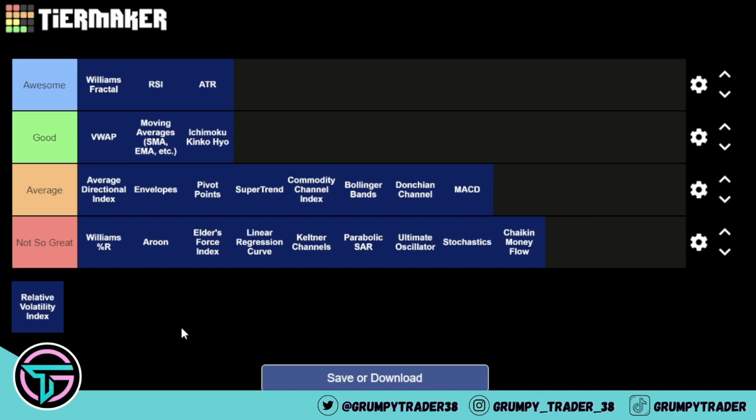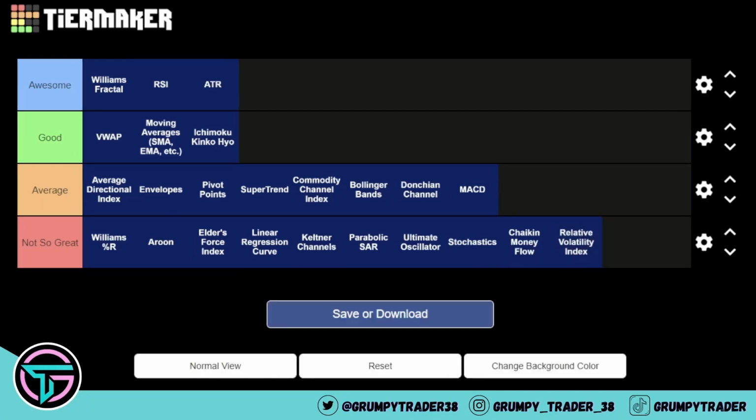So, for me, in my backtesting, again, between this and RSI, there wasn't really a lot of difference. There was no need to have both on your chart. It didn't really give a lot of clear direction. It didn't really give a lot of added conviction. So because of all of that, dito siya sa not so great tier natin.